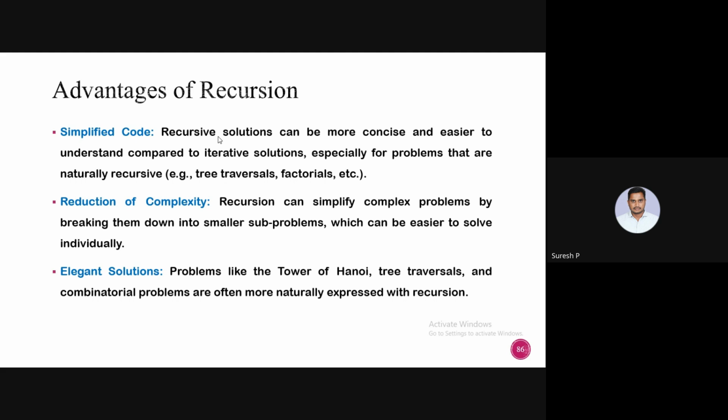Then another one is reduction of complexity. Recursion can simplify complex problems by breaking them down into smaller subproblems, which can be solved easily and individually. The complexity can be reduced with the help of the recursion concept. Some problems can have elegant solutions with the help of recursive features. For example, the Tower of Hanoi problem, tree traversal problem and combinatorial problems can be solved using recursion in order to get elegant solutions.